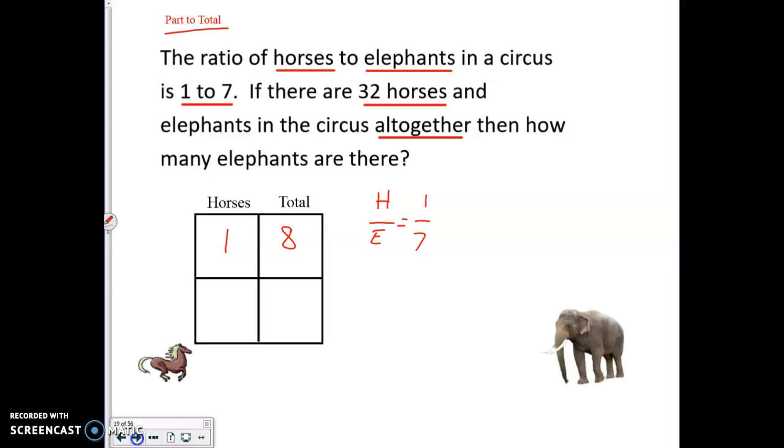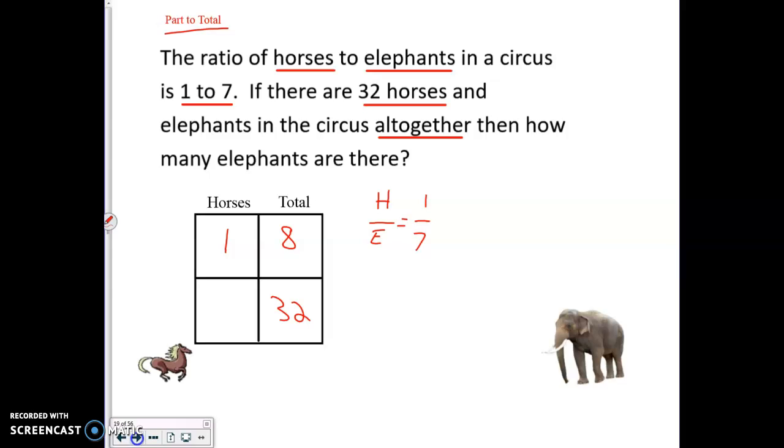animals. So it says if there are 32 horses and elephants all together in the circus, how many elephants are there going to be? All right, so as we now look at this, we need to know how did we get from 8 to 32. We are looking at the total to the total. We can't look at horses to 32, 1 to 32. We can't look at elephants to 32.